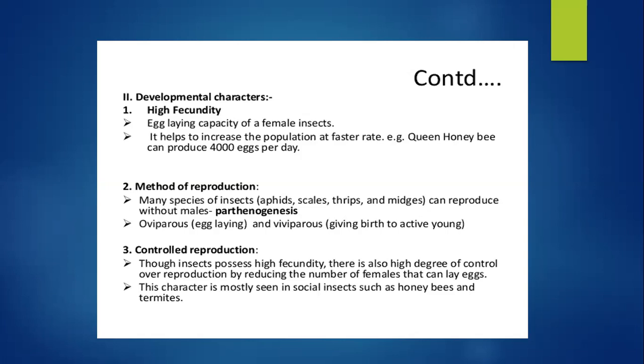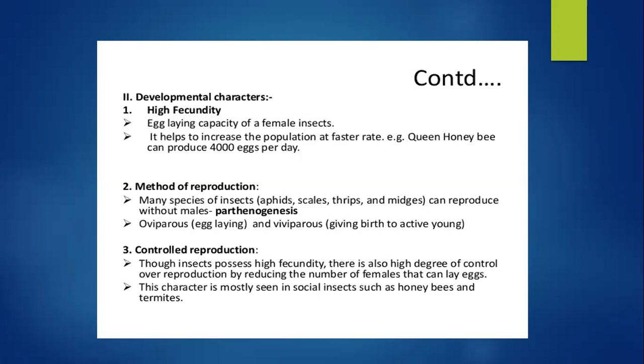The method of reproduction: many species of insects such as aphids, scales, thrips, and midges can reproduce even without the presence of a male insect. This kind of reproduction is called parthenogenesis, without the aid of the males. Some are oviparous, they are egg laying. That means the young ones are very well protected in the eggs and then change into the next stage. And some of them are viviparous, that means they directly give birth to active young. Some of the insects are parthenogenic, some are oviparous in nature, and some are viviparous. All these methods of reproduction enable insects to grow their species in enormous numbers.